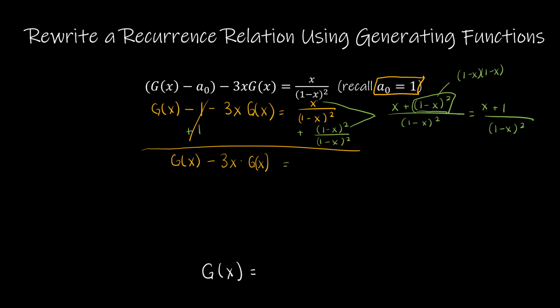1 times minus x is minus x. Minus x times 1 is minus x, so that's minus 2 x's. And then plus x squared. So what do I have on the right-hand side of the equation? Well, combining this x and this minus 2x, I would have x squared minus x plus 1, and again, over 1 minus x quantity squared. So notice I've simplified the numerator, but not the denominator.